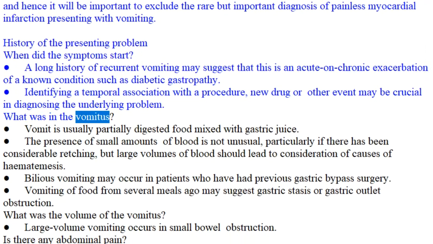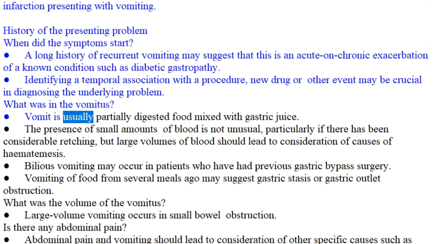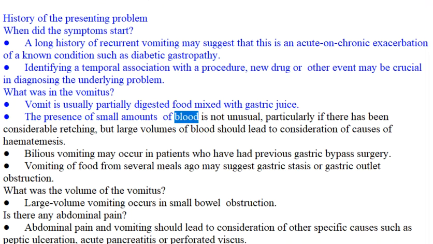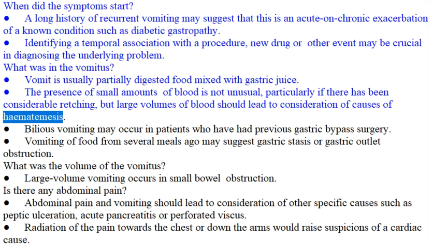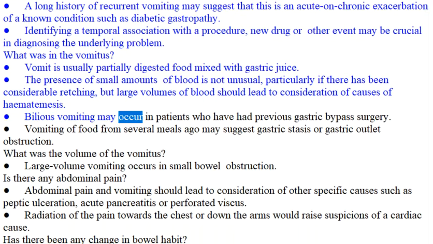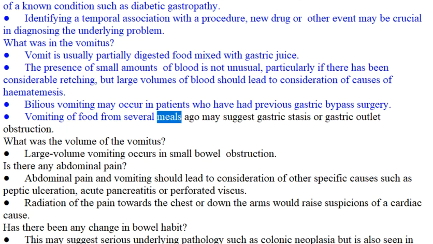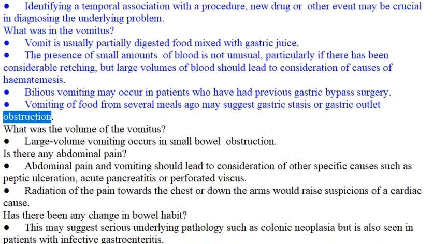What was in the vomitus? Vomit is usually partially digested food mixed with gastric juice. The presence of small amounts of blood is not unusual, particularly if there has been considerable retching, but large volumes of blood should lead to consideration of causes of hematemesis. Bilious vomiting may occur in patients who have had previous gastric bypass surgery. Vomiting of food from several meals ago may suggest gastric stasis or gastric outlet obstruction.